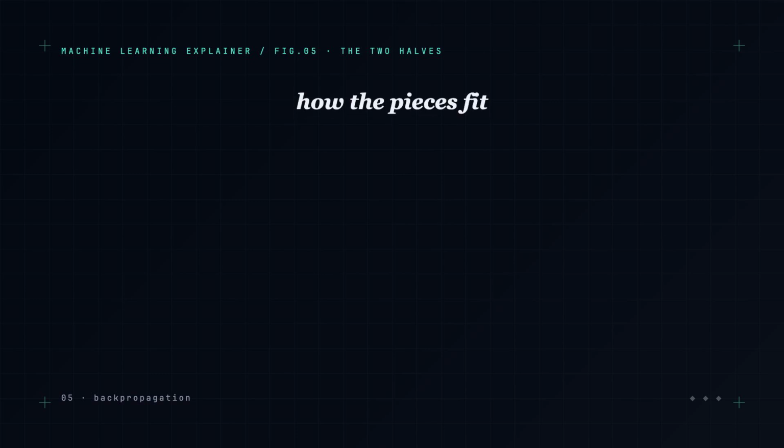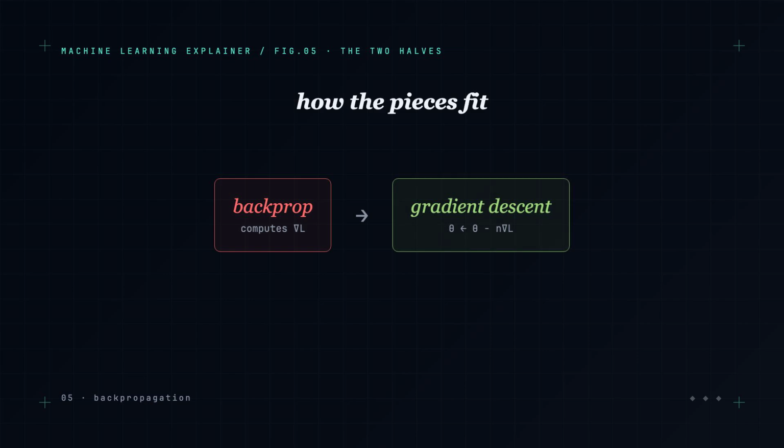So here's how the pieces fit. Backpropagation's only job is to compute the gradient, the slope for every weight. Then gradient descent takes that gradient and does what we saw last time. Step against it, scaled by the learning rate. Backprop finds the direction, gradient descent takes the step. Together, run millions of times. That is how a neural network learns.